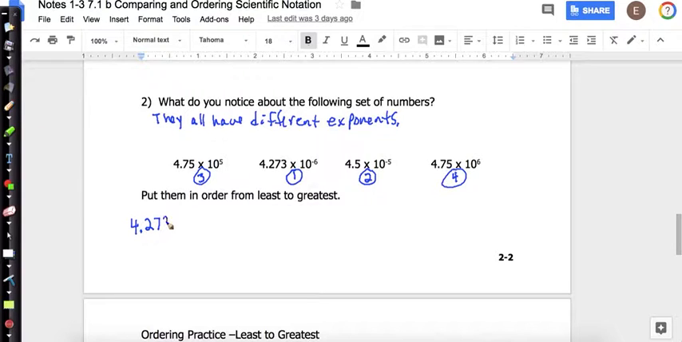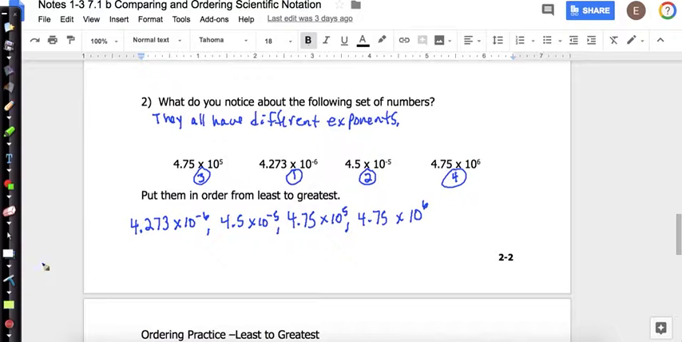So 4 and 273 thousandths times 10 to the negative 6. And then we have 4 and 5/10 times 10 to the negative fifth. 4 and 75 hundredths times 10 to the fifth. And 4 and 75 hundredths times 10 to the sixth.